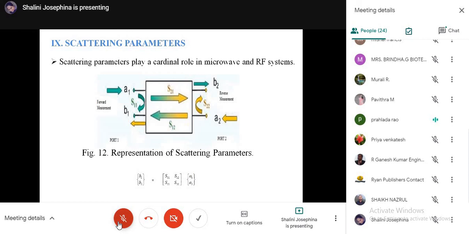If you try to represent the scattering parameters in the form of a matrix, you will get it as [B1 B2] equal to [S11 S12; S21 S22] followed by [A1 A2].